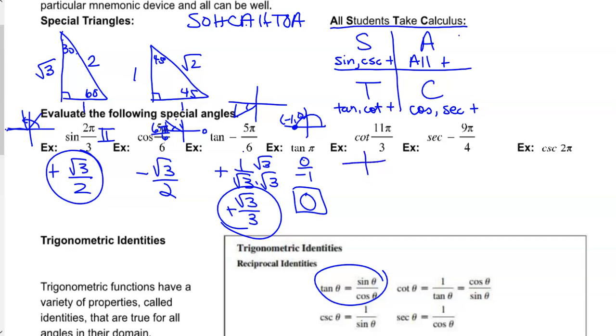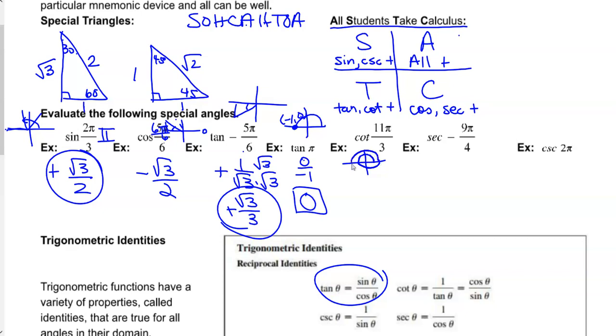11 pi over 3. If I go by pi over 3s, this is 0 pi over 3. This is 3 pi over 3. This is 6 pi over 3. So this is one that I have to keep going. I'm going to have multiple revolutions to where I can find this angle. So this is 6 pi over 3, and I'm adding 3 pi over 3 each time.